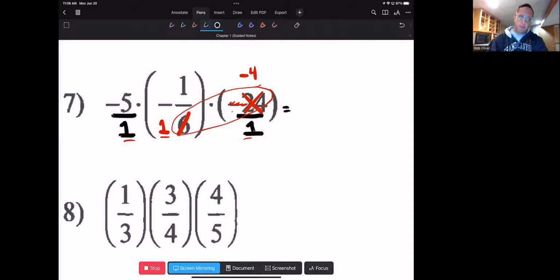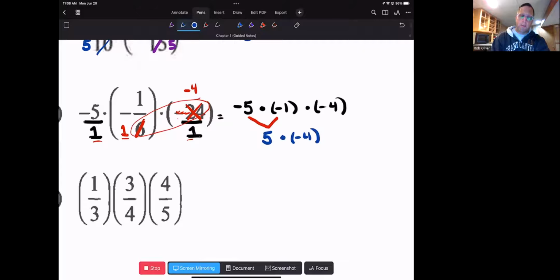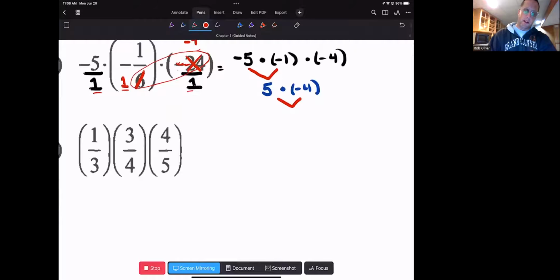Here, let me just rewrite the problem. So we have -5 times -1 times -4. We have a 1 in the denominator, but we can just disregard that. We don't really need it. So when we do this, just go left to right. A negative times a negative times a negative is negative, so -5 times -1 is +5. I'm going to drop down times -4. And then right here, we have a positive times a negative, and that's -20.